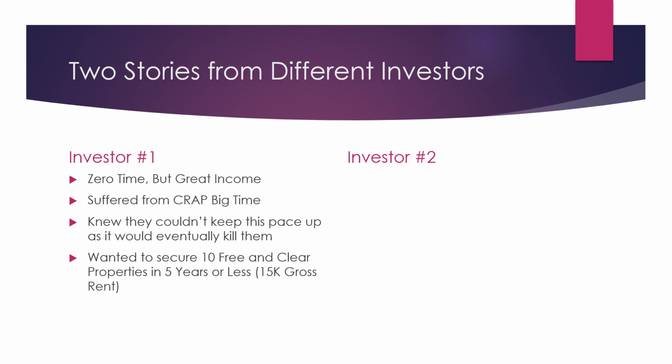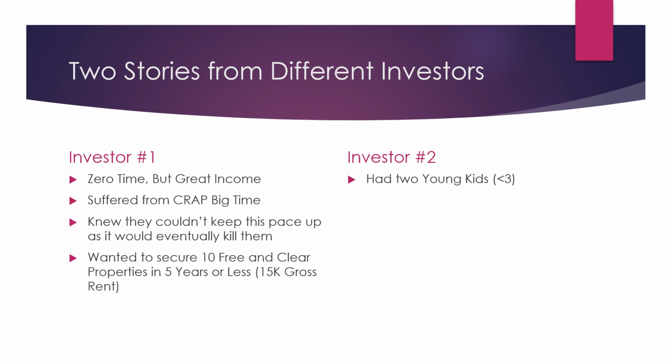So they wanted to secure 10 free and clear properties. Again, you've got to remember this individual had that kind of income, but wasn't using it well. Let's be clear. But they wanted to get 10 free and clear rental properties inside of 5 years or less that were producing at least $15,000 in gross rents. So I thought that was a really good goal for them, and again was something they're attacking ferociously right now.